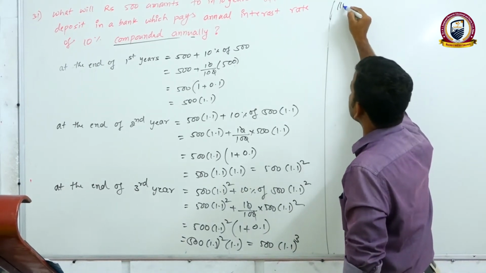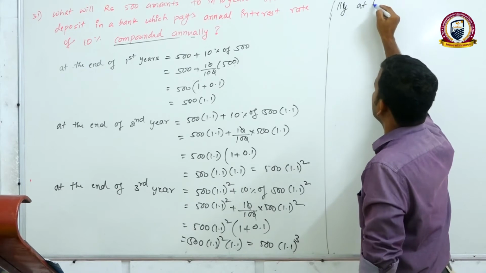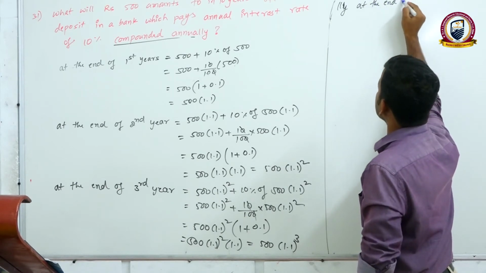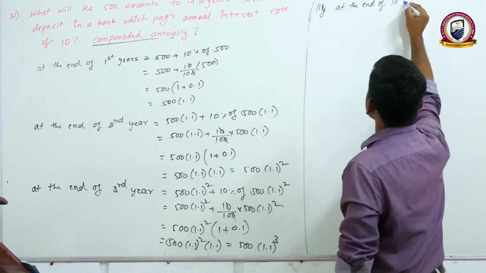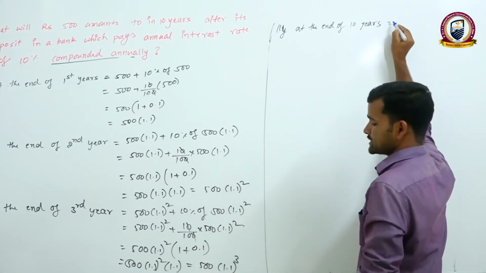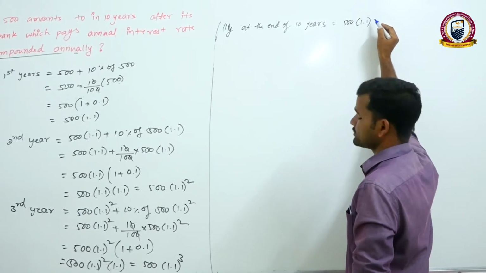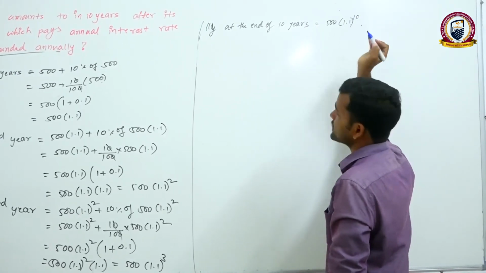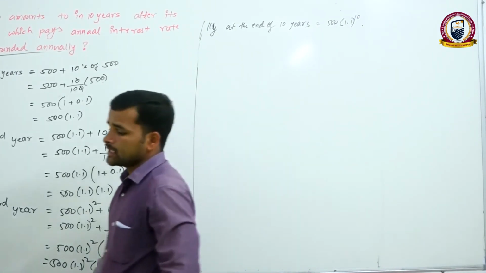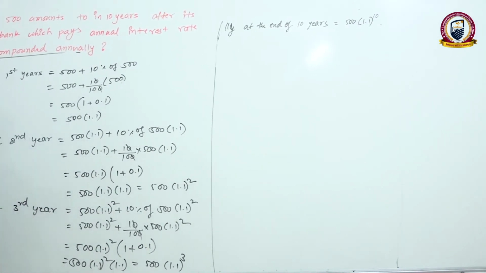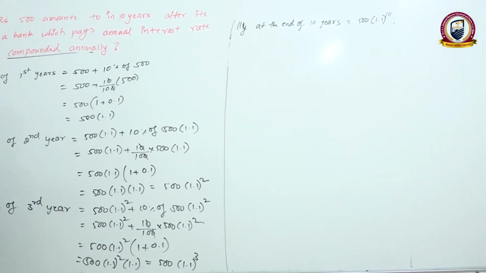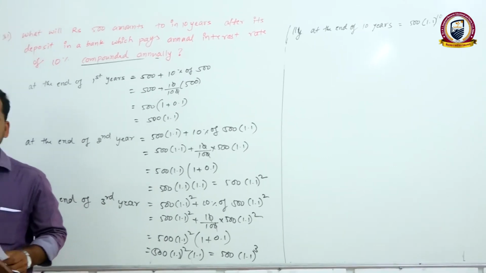So similarly, at the end of 10 years, I can write 500 into 1.1 to the power of 10 as the answer. Okay, thank you for your homework. Problem number 32.